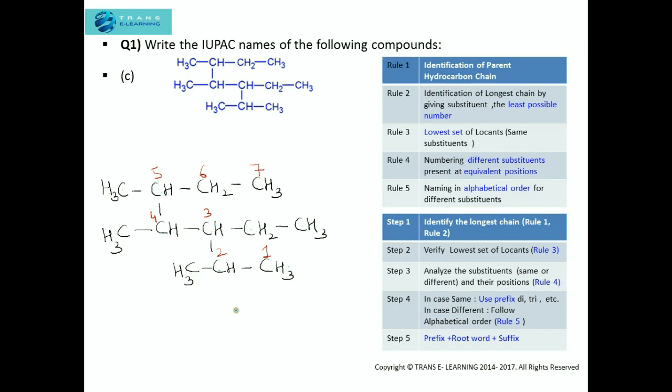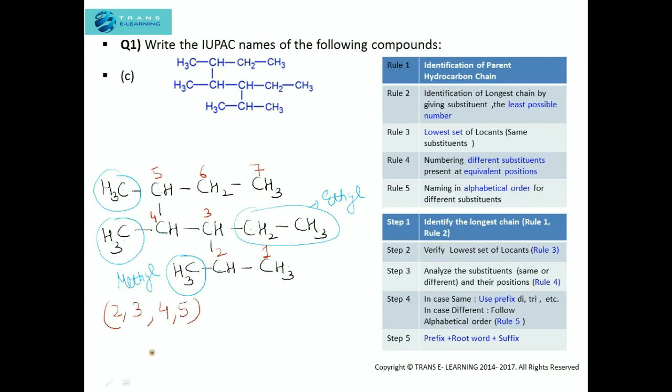To verify whether the numbering that we have done here is correct or not, I'll go to step 2, that is verifying the lowest set of locants as per rule 3. So in this case, here we have a substituent, then a substituent here, and then here, and then here. These three are methyl groups, whereas this one is an ethyl group. So in this case, the lowest set of locants will be.